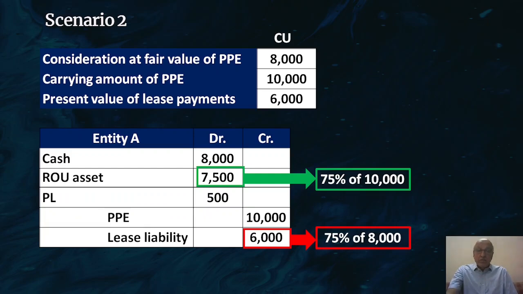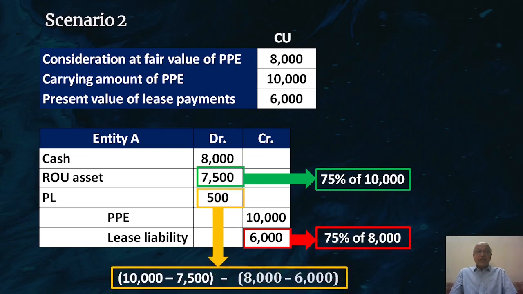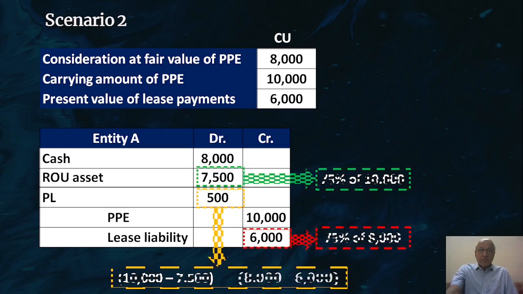How do we check this 500 rupees? First you see asset, carrying amount of the asset transferred, that is 2,500. And what is our gain? Our gain is 2,000 rupees. So loss is 500 rupees. So 500 is the loss on rights transferred.